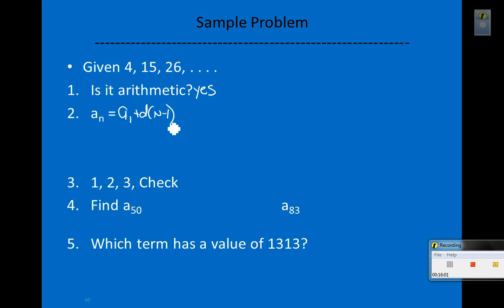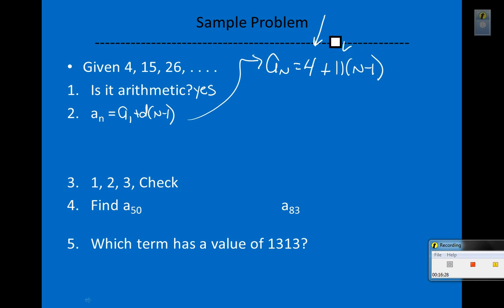Now you're going to plug in a sub 1, which is 4. So I'm going to do that right over here for you. So I've got a sub n equal 4 plus, what's your d value? Hopefully you thought 11. So I've got 11 n minus 1. So once again, you found the first number and the difference. That's all you're plugging in.